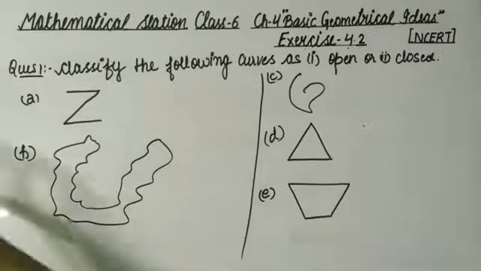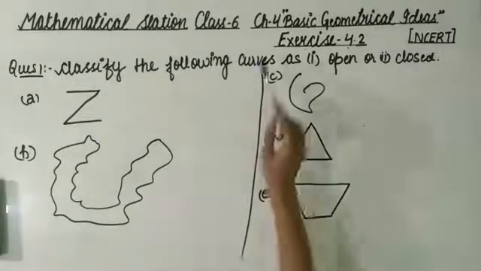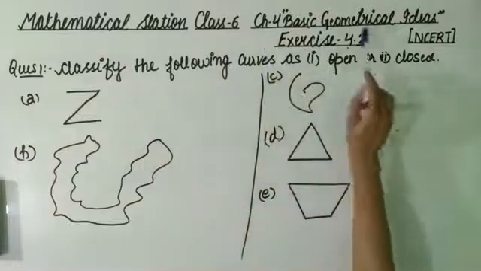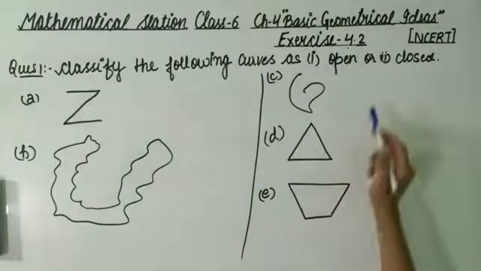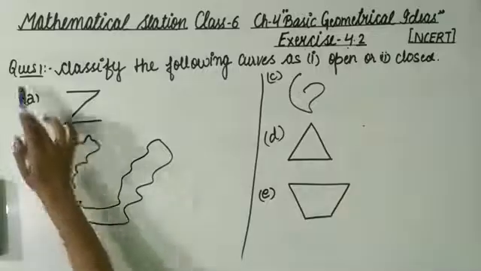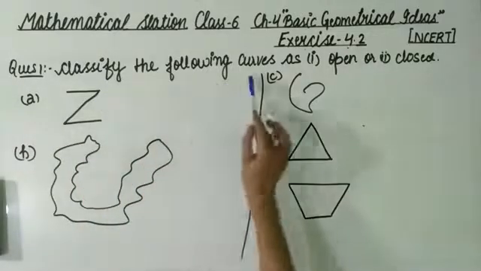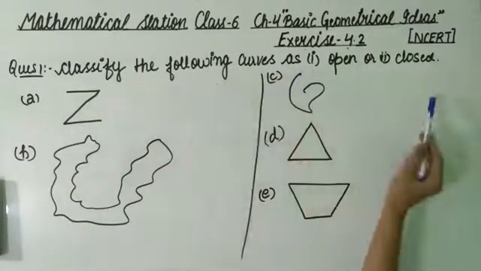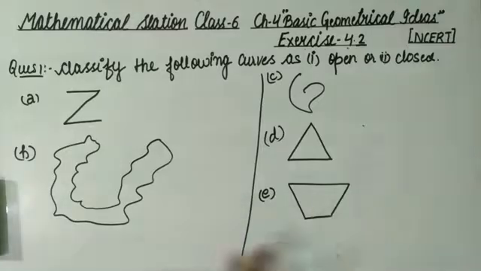Now, student, this is exercise 4.2. First question is classify the following curve as open or closed. Under it, some curves are given and we have to tell which one is open or which one is closed. First, under it is part A.